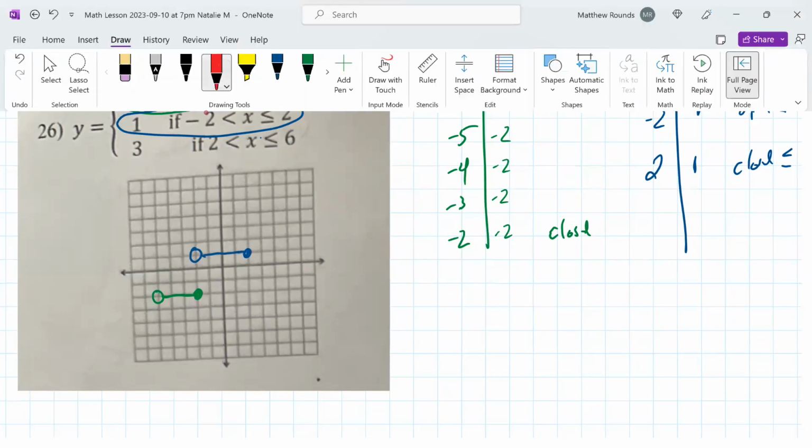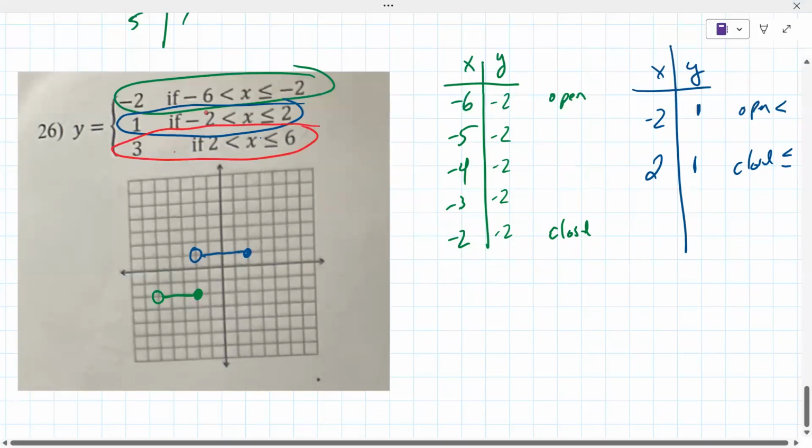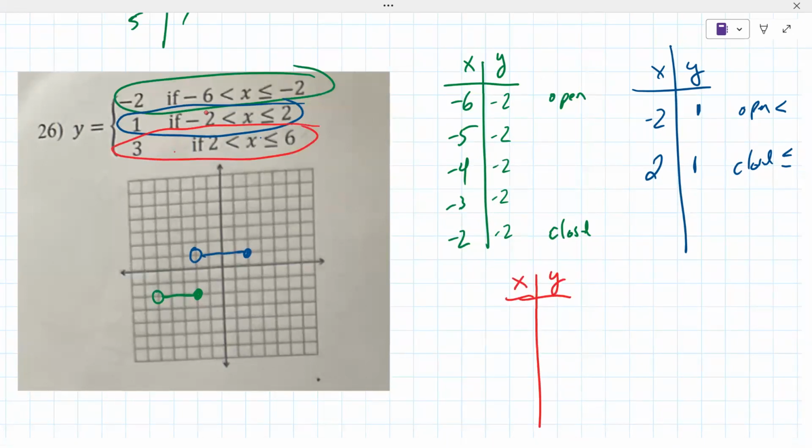And then the last one there. If you like having colors, I would recommend doing that on the test. It'd be very helpful. 2 to 6, 2 is an open, 6 is a closed circle, 3 and 3, 6, 3, like that.